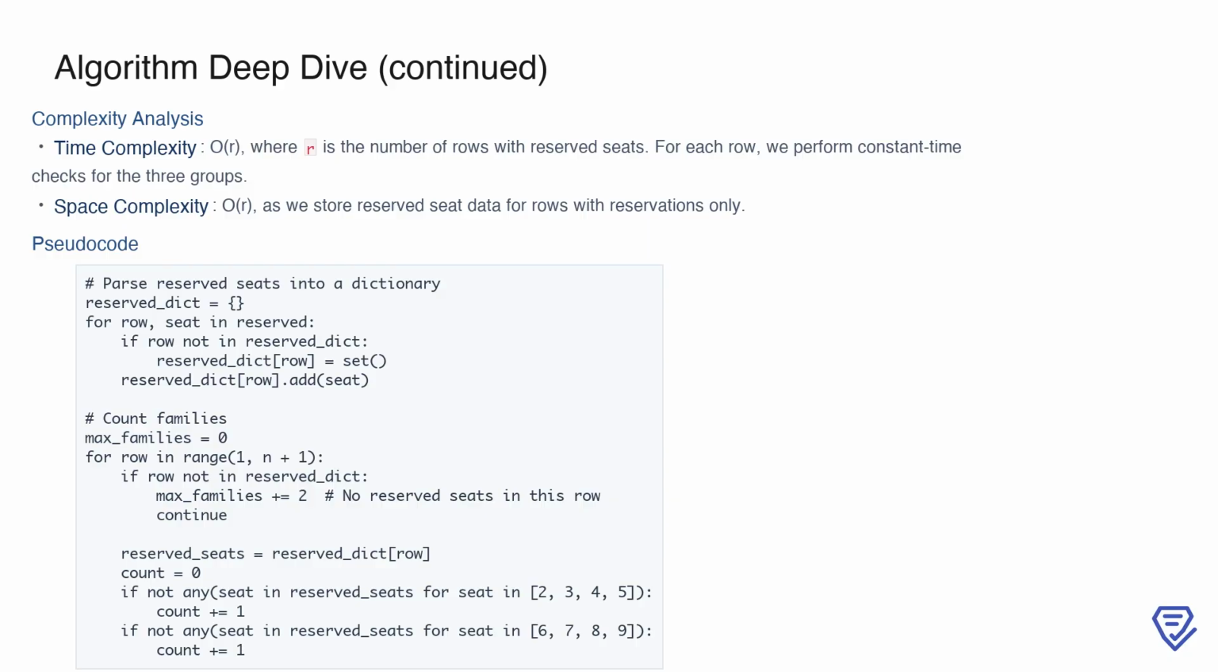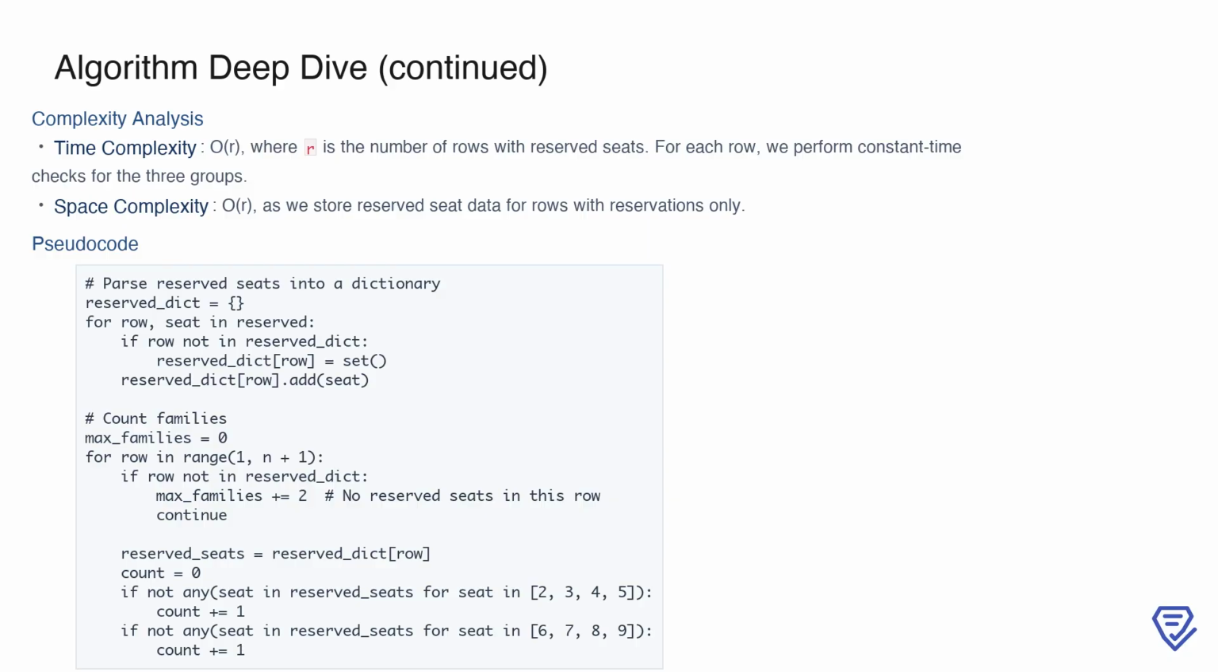The pseudocode for the algorithm is straightforward. First, we parse the reserved seats into a dictionary where each row key maps to a set of reserved seats. Then, we initialize a counter for the maximum number of families. For every row from 1 to n, we check if it has reserved seats. If not, we add 2 families to the count, one for each of the 2 non-overlapping groups.